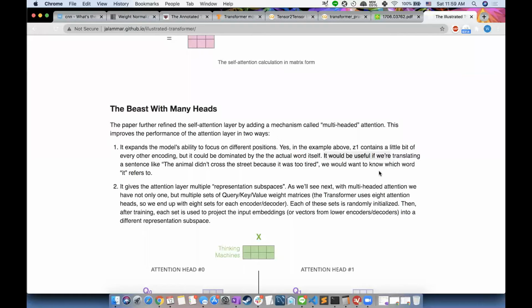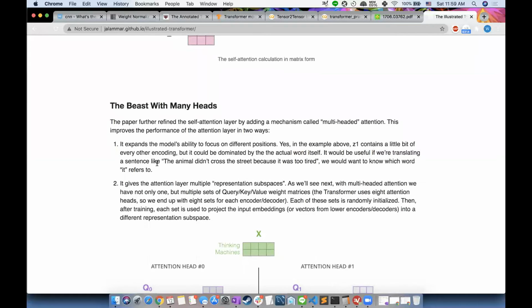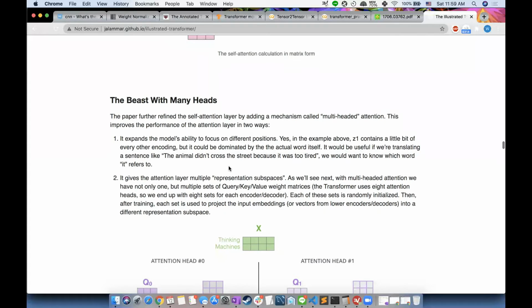It would be useful if we're translating a sentence like, the animal didn't cross the street because it was too tired. We want to know which word "it" refers to. Since it refers to the animal, we want to know that. So it gives you more focus, the ability to focus on different positions, instead of being dominated by the actual word itself.